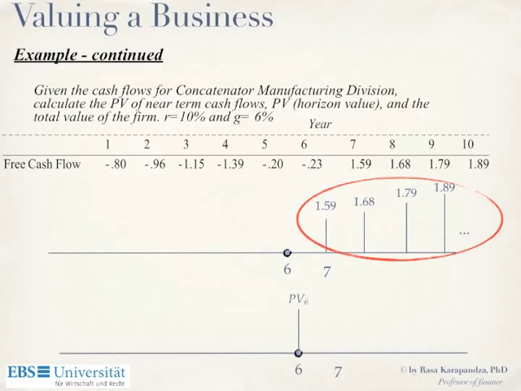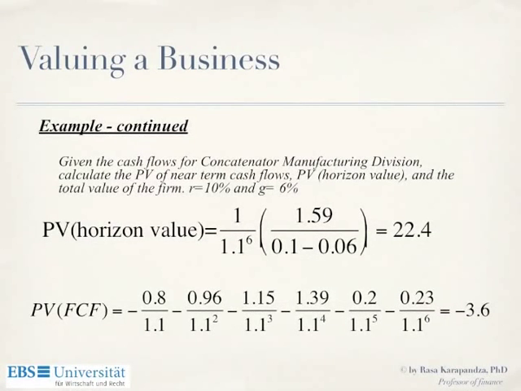So we know how to calculate the present value of this cash flow stream as looked at from the perspective of year 6. So in year 6, if somebody gives you C1 over R minus G, where C1 is 1.59, G is 6%, R is 10%, 1.59 divided by 0.1 minus 0.06, if somebody gives you this amount of money, you are indifferent between this amount of money in year 6 and this cash flow stream that is circled in red. Now, but what is the present value of this amount of money in year 6? We have to discount it for 6 more years and we get the present value of this horizon value.